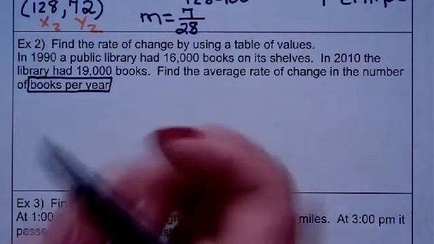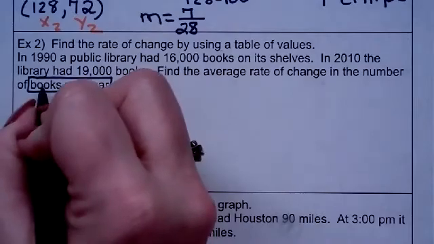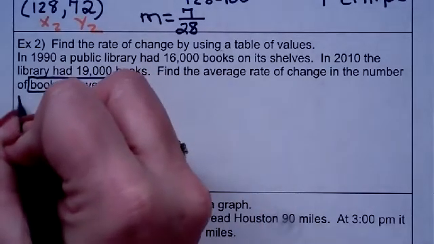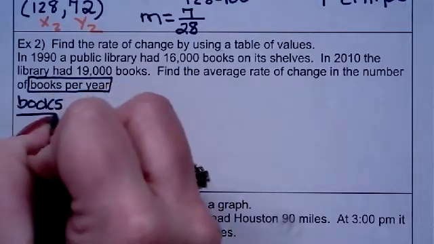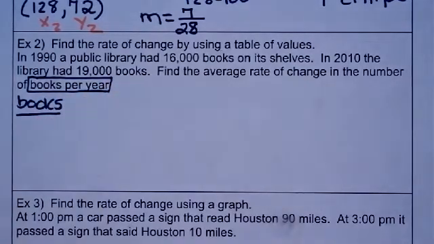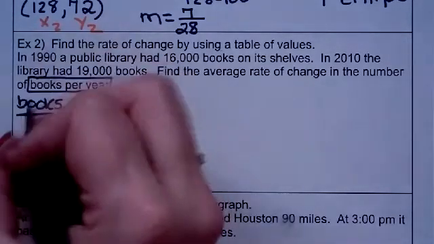Okay? Now, I'm going to stop here and explain something. That says books per year. That is books. Per is always a fraction line. It's a ratio. Year.